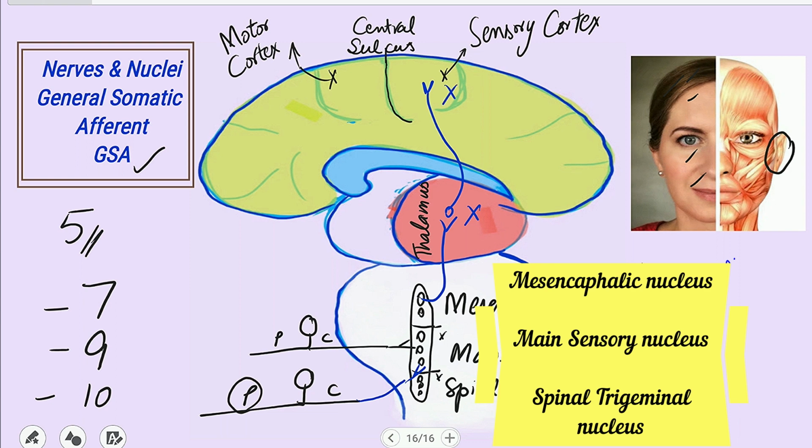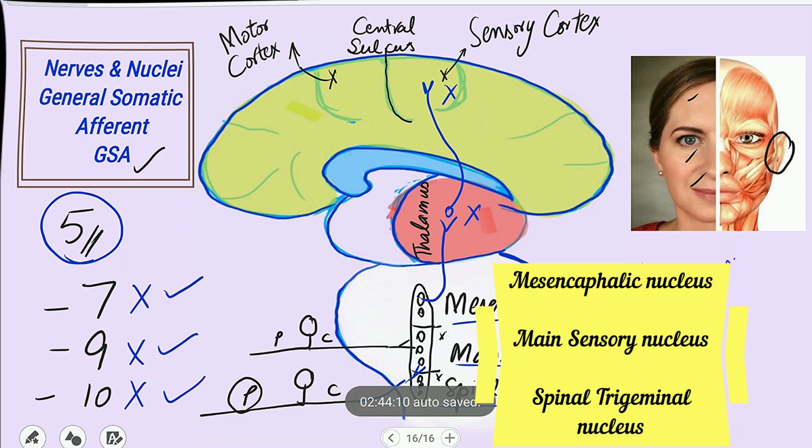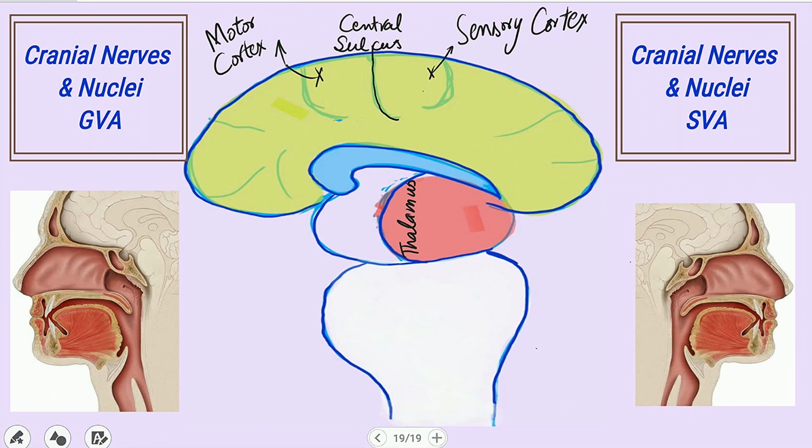In this way, we can say that the mesencephalic nucleus, main sensory nucleus, and spinal trigeminal nucleus are also the nuclei of the 7th, 9th, and 10th cranial nerves. These nuclei are mainly the nuclei of the trigeminal nerve, but they are shared by the 7th, 9th, and 10th cranial nerves. Now I'll talk about the cranial nerves and nuclei that form the general visceral afferent component and special visceral afferent component.